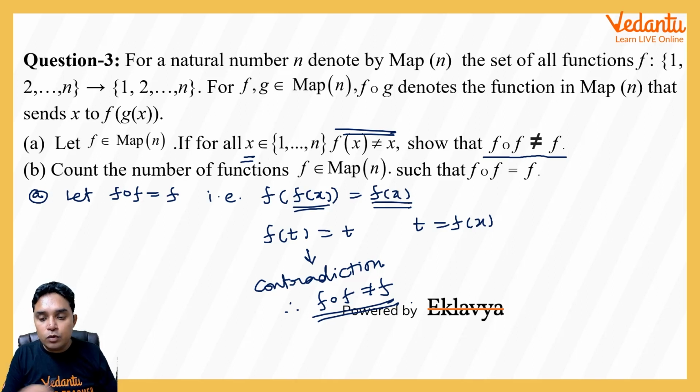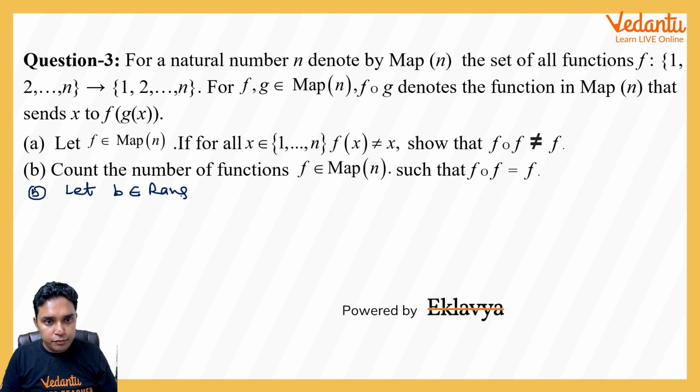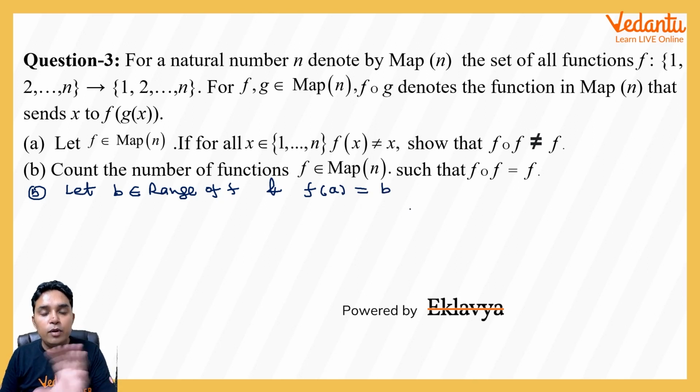I think this A part was quite easy. But now let us come to B part, which is a little challenging, you can say. It is saying count the number of functions f belonging to map n such that f of f is equal to f. Let us see how this is to be done. Now to do this question, this part B, let us take that b is some number that belongs to the range of f, and this value b is the value of the function on some number a. This f(a) is b and b belongs to the range of f.